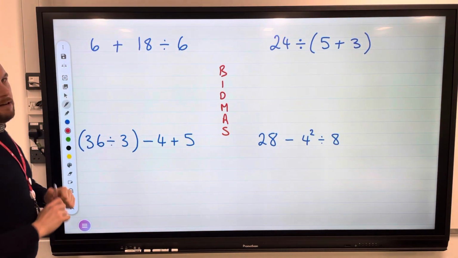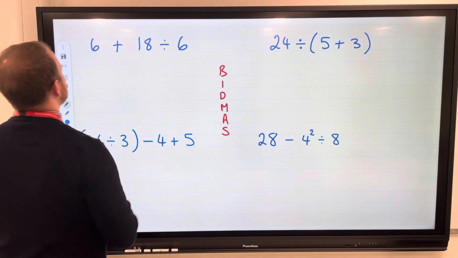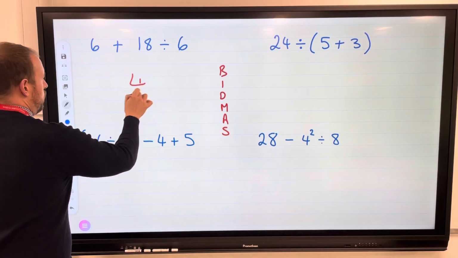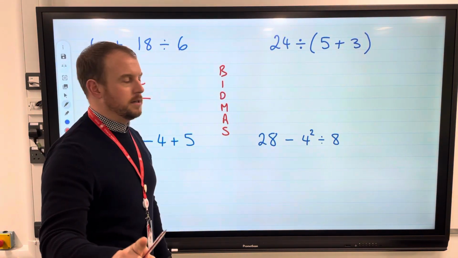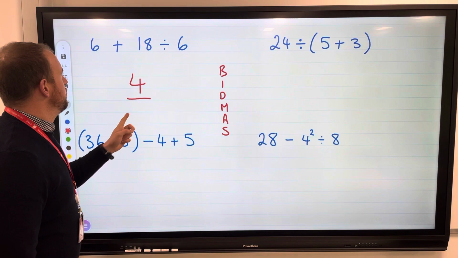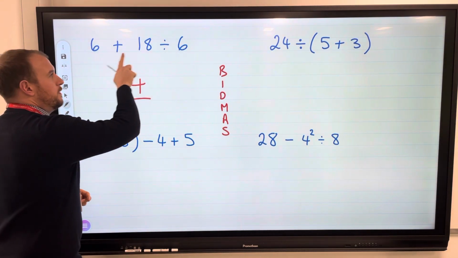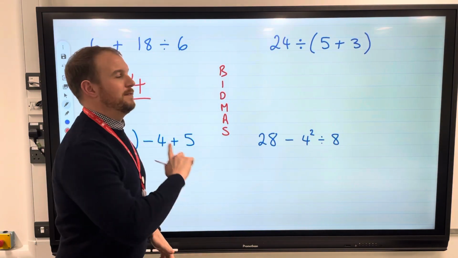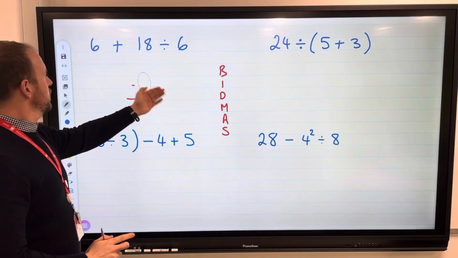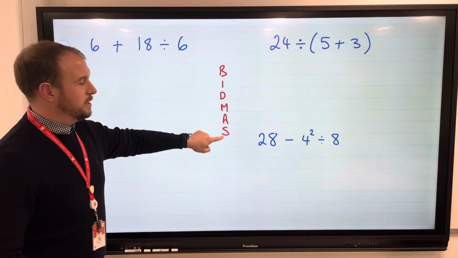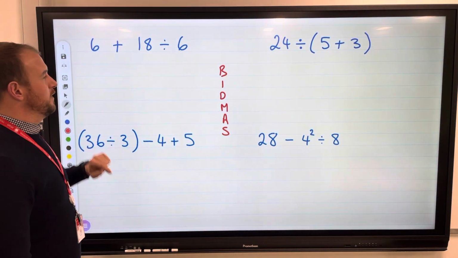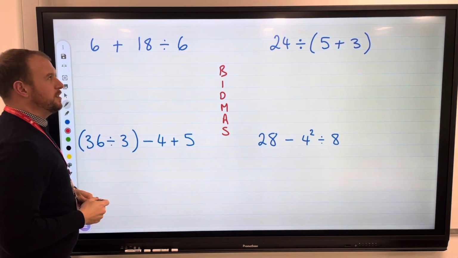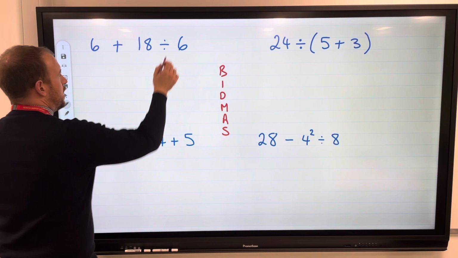Right, I can guarantee a few of you have gone 6 add 18 is 24. 24 divided by 6 is 4. Right, job done, 4. This is easy, move on. But let's check. Okay, all you've done there, you've gone from left to right. Since you were really small, you've been taught to read from left to right. However, Bidmas tells us the order of operations. We have an addition and division. Which one comes first? Division comes first.